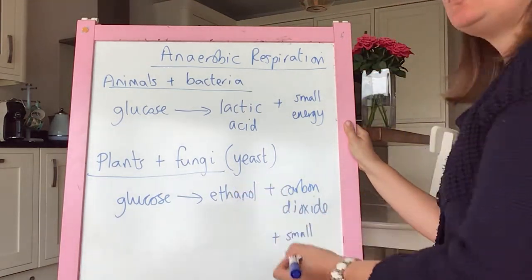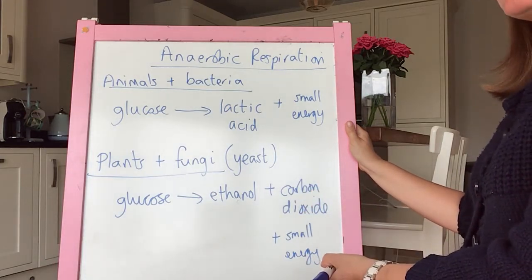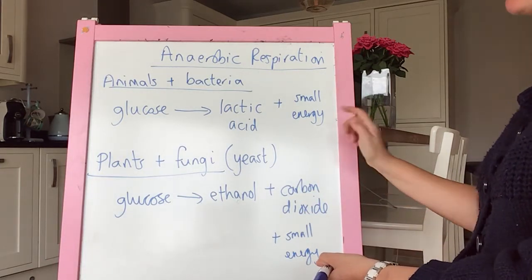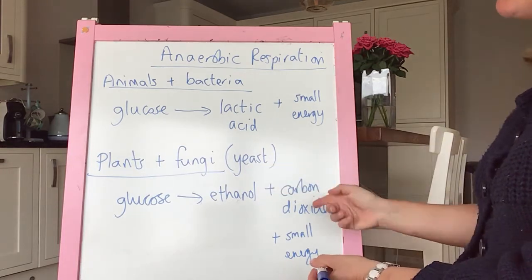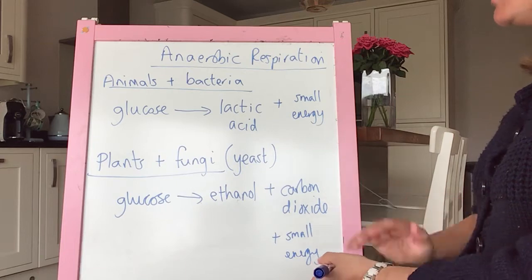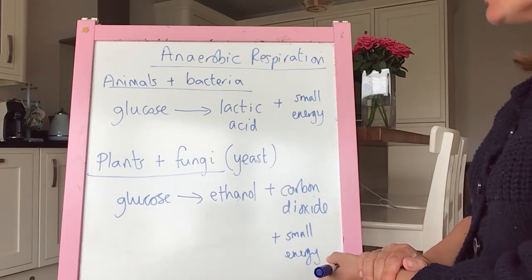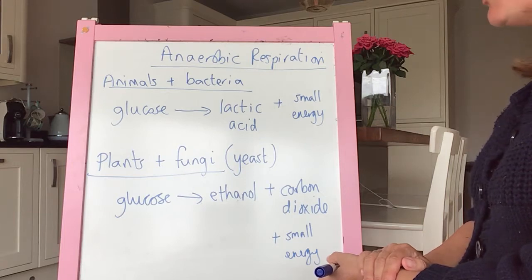So the ethanol is used in the brewing industry, carbon dioxide they use in the baking industry with yeast because the carbon dioxide makes the bread rise. Okay, again, you did not need to know how to balance this equation. So that is what you had to know for GCSE science.